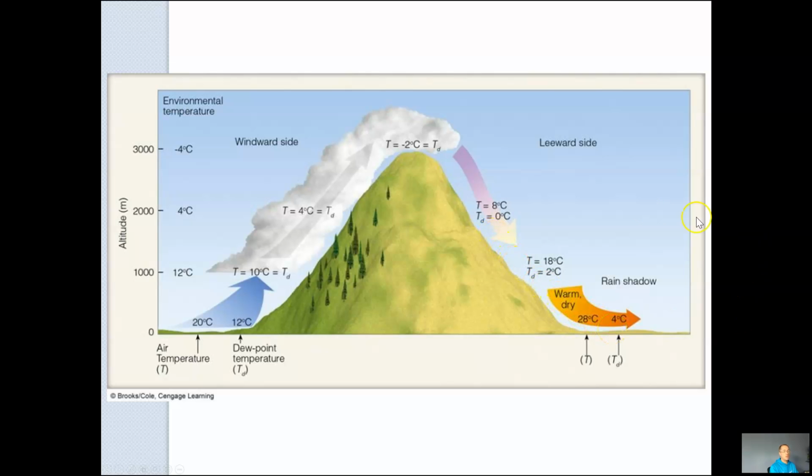And so you often, again, will find some of these rain shadows which can produce some of the world's deserts. And so that's all that we have in terms of stability.